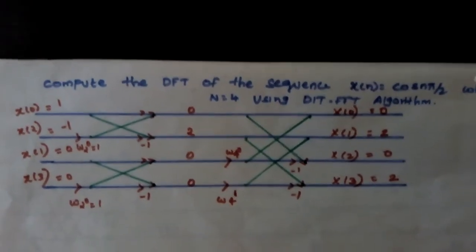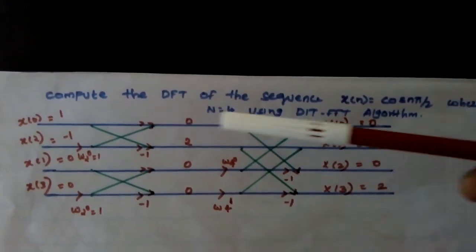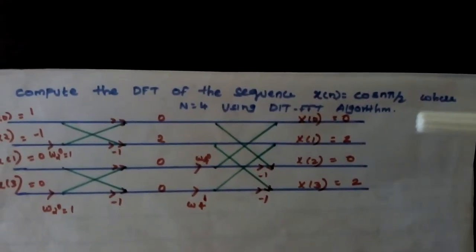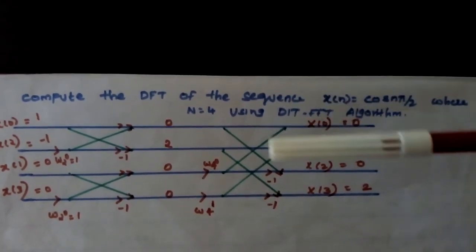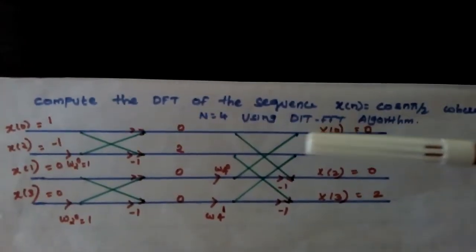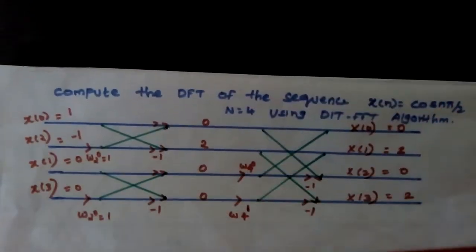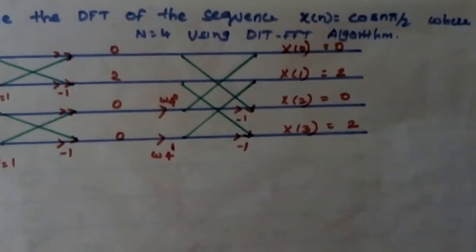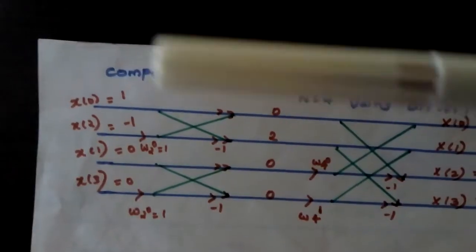Till now, whatever problems we have done are for 8 point DFT. Now one problem we will do with 4 point. Compute the DFT of the sequence x of n equal to cos n pi by 2, where capital N equal to 4, using DIT FFT algorithm. They mentioned you have to use the DIT FFT algorithm. Since it is 4 point, draw only 4 lines and make a 2 point and 4 point. We know that in the DIT FFT algorithm the input will be in bit reversed order and the output will be in normal order. The output will be a frequency domain sequence, and the input will be a time domain sequence.